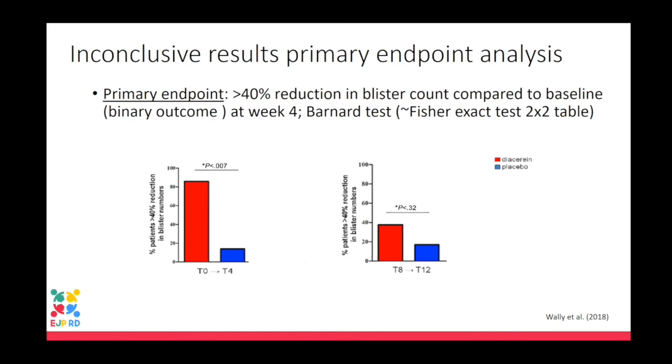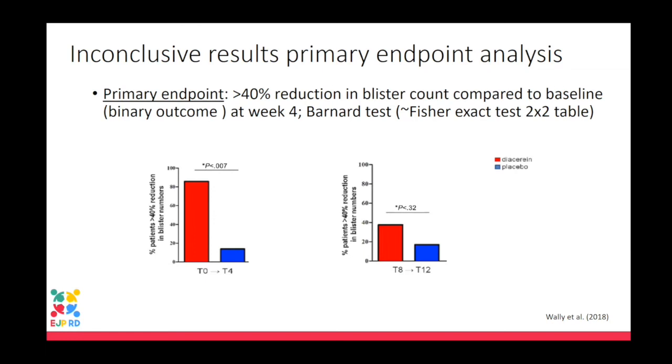Now, the primary endpoint was whether a patient had a 40% reduction in the number of blisters that the patient developed on a certain area of the skin at week 4. They used a Barnard test, which, for the statisticians, is a bit similar to a Fisher exact test, but with slightly better properties. And the Barnard test is based on a 2 by 2 table.